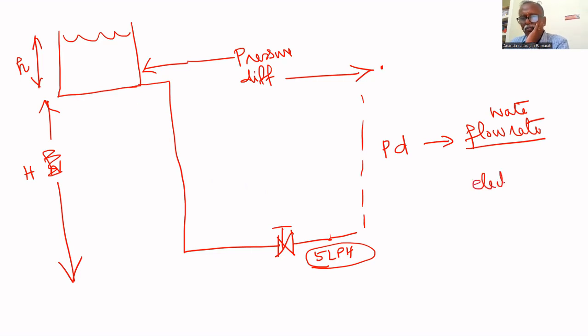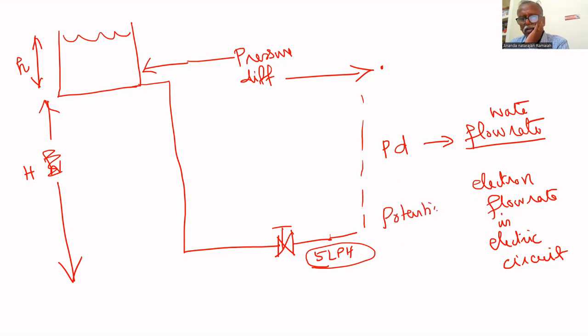This water flow rate is identical to electron flow rate in an electric circuit. This pressure difference is identical to potential difference in an electric circuit. This is measured in volts, and this is measured in amperes. This is measured in volts, and this is measured in ampere.